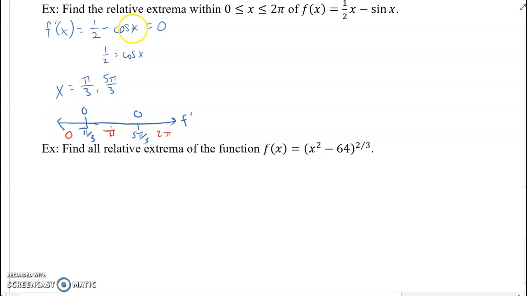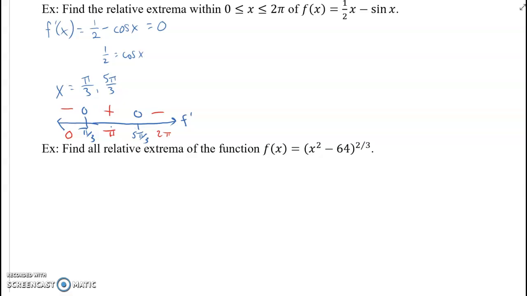Cosine of 0 is 1. 1/2 minus 1 is negative. Cosine of pi is negative 1. 1/2 minus negative 1 is positive. 2 pi, same as 0, gives us a negative. So we see that our function is decreasing until we get to pi over 3, and then it's increasing until we get to 5 pi over 3, and then it's decreasing again.